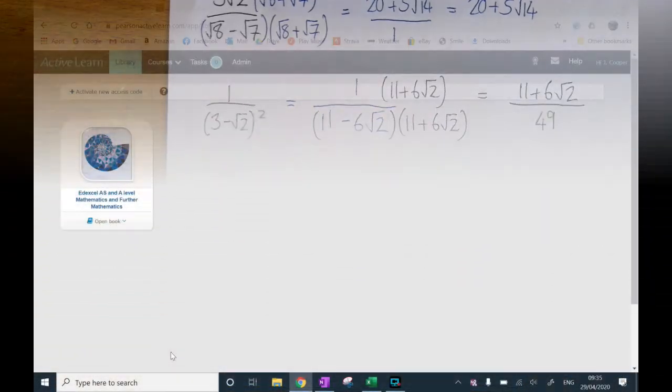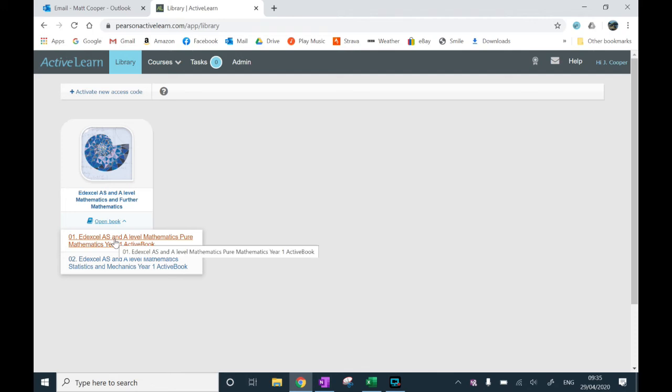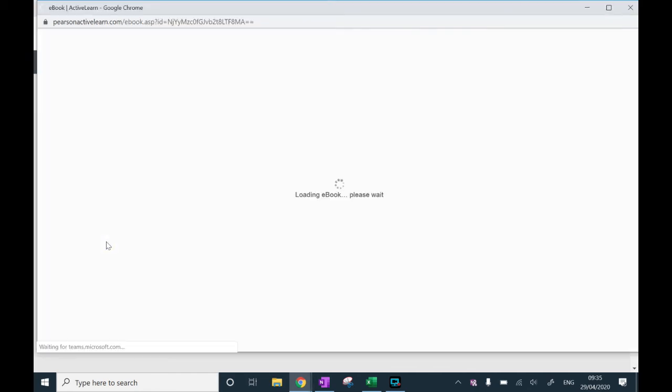So I want you to find the practice for rationalising surds in the online textbook that I've just granted you access to. You've had either an email or a message on Class Charts, which hopefully will allow you to get to this point. You've been given access to 2 books, the Pure book and the Statistics and Mechanics book. We might get into a bit of statistics or mechanics if the closure continues. But we're looking at Pure at the moment, so let's open up that Pure book.